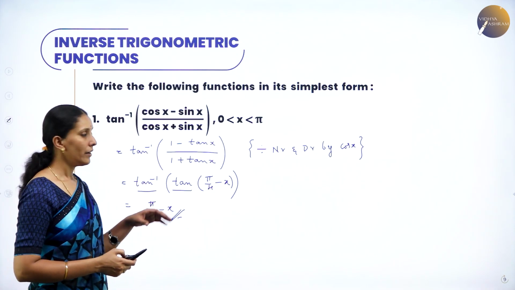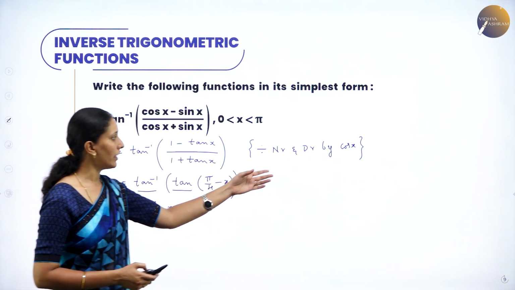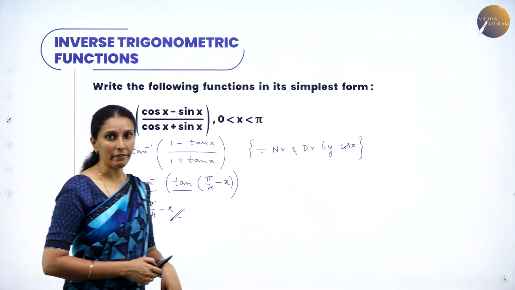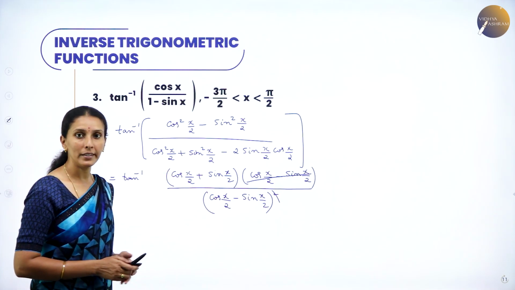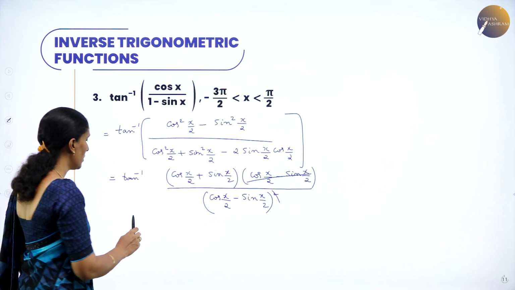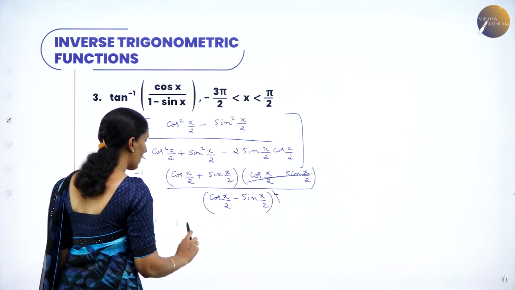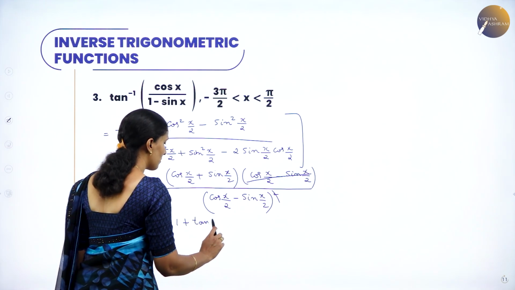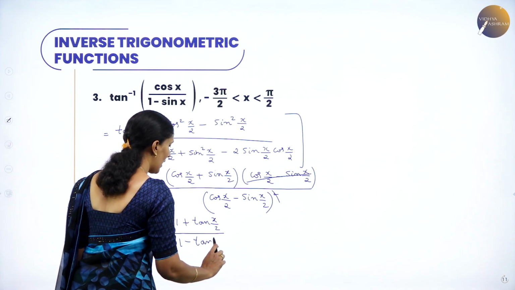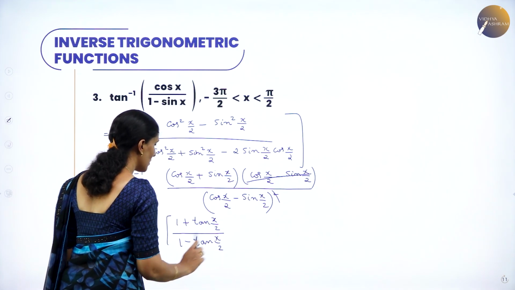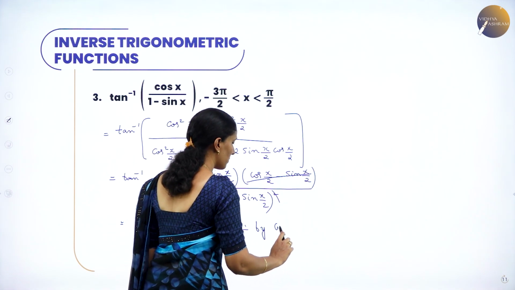So here in this problem, when you have cos x minus sin x, cos x plus sin x, we have taken numerator and denominator divided by cos x. In the same way, here we will take numerator and denominator divided by cos x by 2. So then what happens here? This becomes tan inverse of 1 plus tan x by 2 divided by 1 minus tan x by 2. So this is after dividing by cos x by 2.